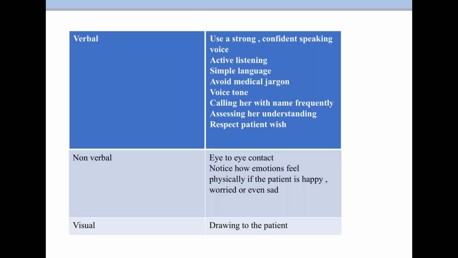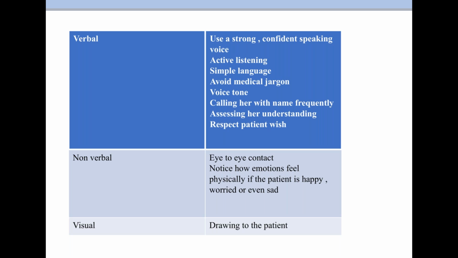So eye-to-eye contact, we need to keep it all the time. Don't look at the examiner, don't look at your notebook. Just see the patient, how she's speaking, how she's talking. And this is the non-verbal communication, which is very, very important.